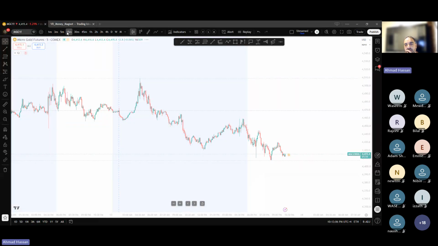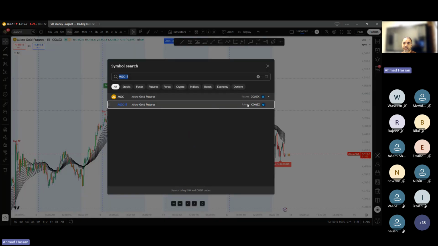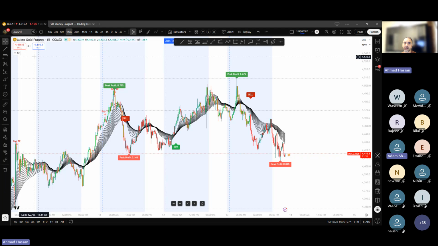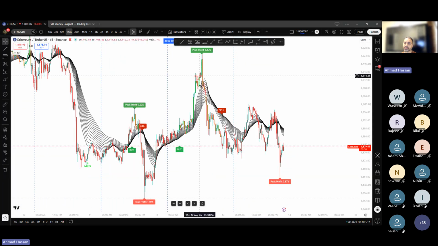Any other question? Maybe just change the time frame, 5 minutes, 15 minutes, just change the time frame. Sometimes it takes loading. This is connected with the previous ones, right? It is, yeah, micro gold switch. It is working. Okay, yeah, so let's move on to the crypto next, ETH USDT. Let me show you ETH. Yeah, it's working.